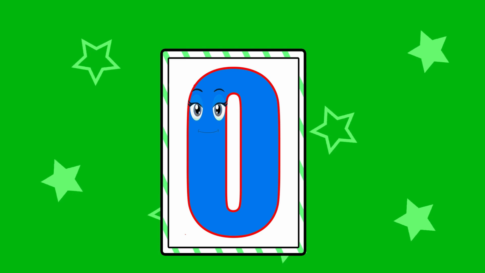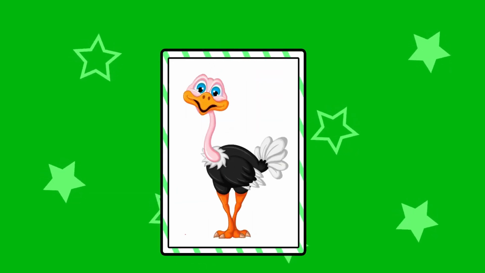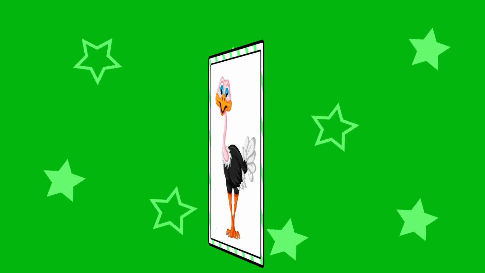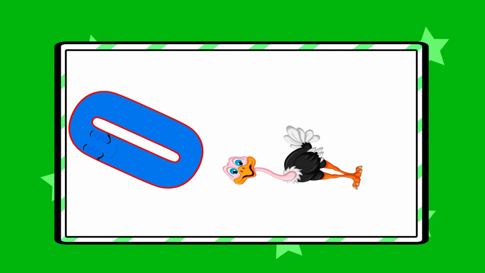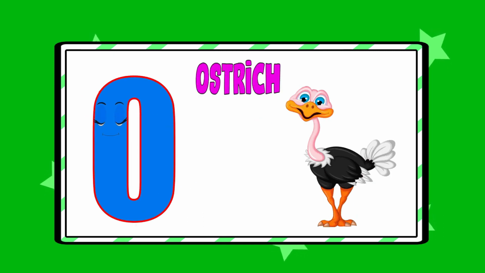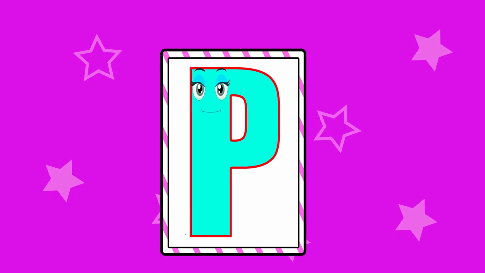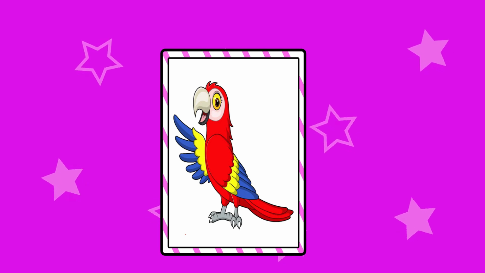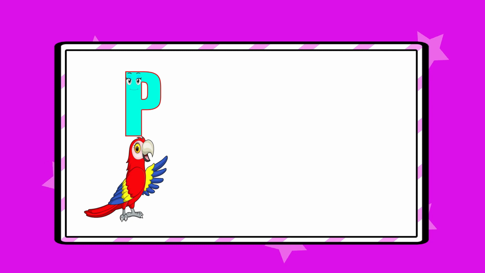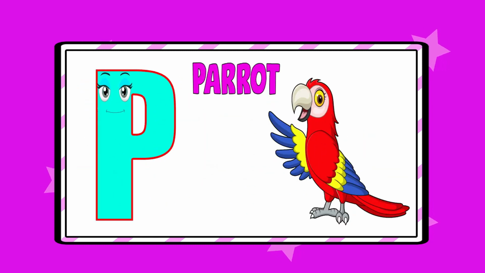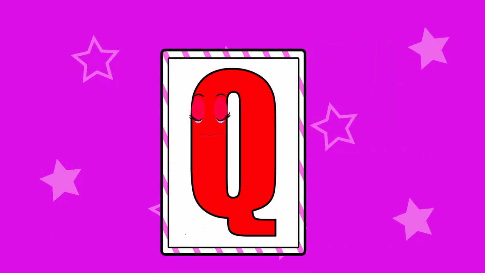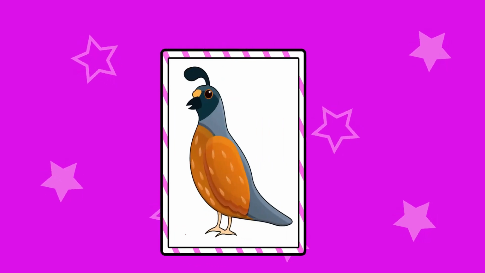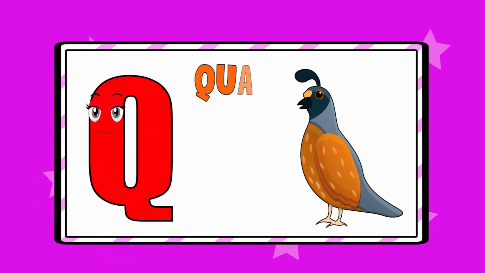O, ostrich. O is for ostrich. P, parrot. P is for parrot. Q, quail. Q is for quail.